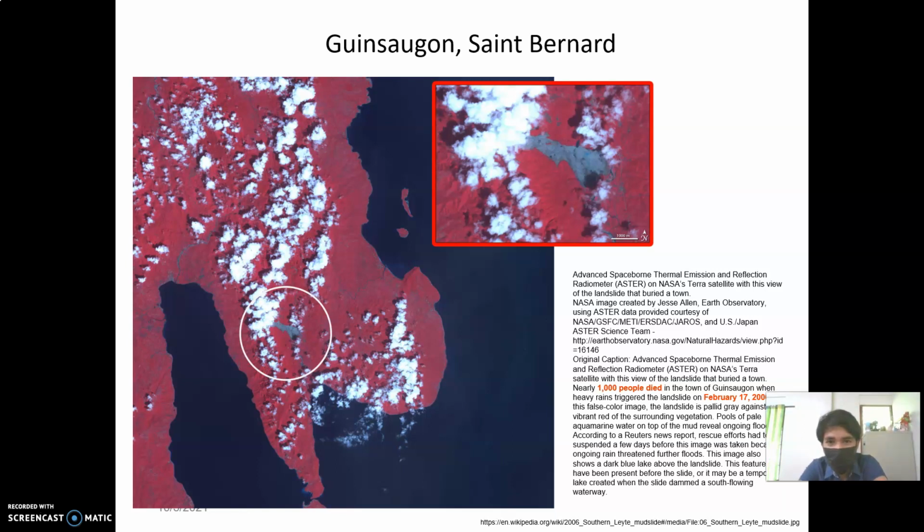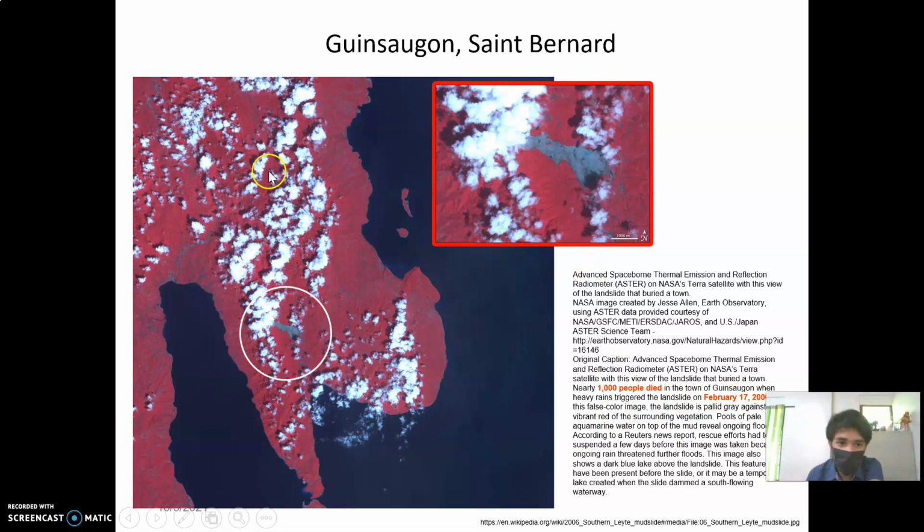Now, what you see here in your slide is Ginsaugon, St. Bernard. St. Bernard is a municipality in southern Leyte, the place where I am from. Ginsaugon is a barangay of that municipality. On February 17, 2006, an earthquake happened in that location, which resulted in a massive landslide. Nearly 1,000 people died in the town of Ginsaugon when heavy rains triggered the landslide. Aside from the earthquake, we also had heavy rains.